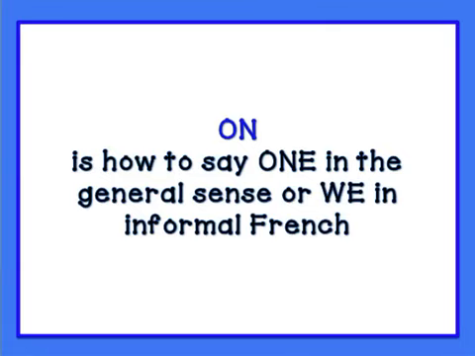But here's the really important thing you need to know about on, and it's something you don't always find in the grammar books. On can also mean we. W-E, we, not O-U-I, we. That's funny, isn't it? Because on is always on the singular side of the conjugation chart, but it can mean plural we. And guess what? It very often does in informal spoken French.